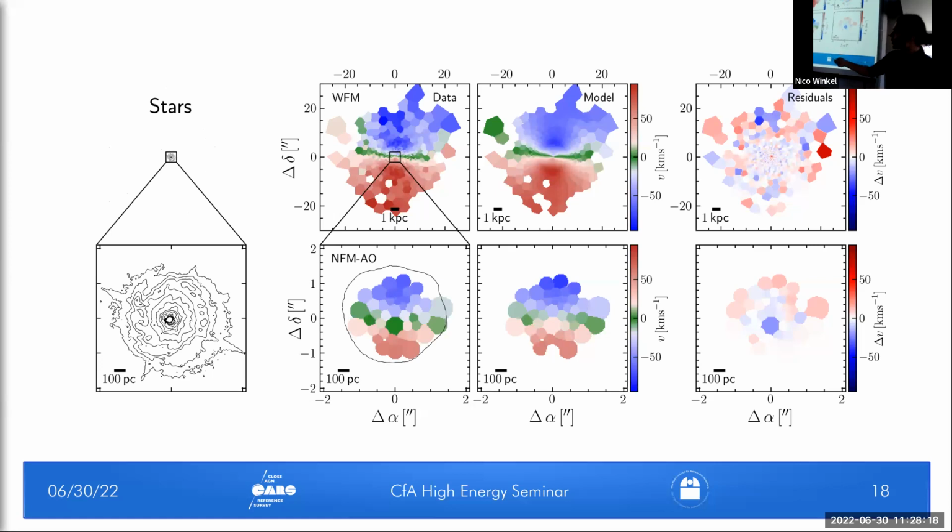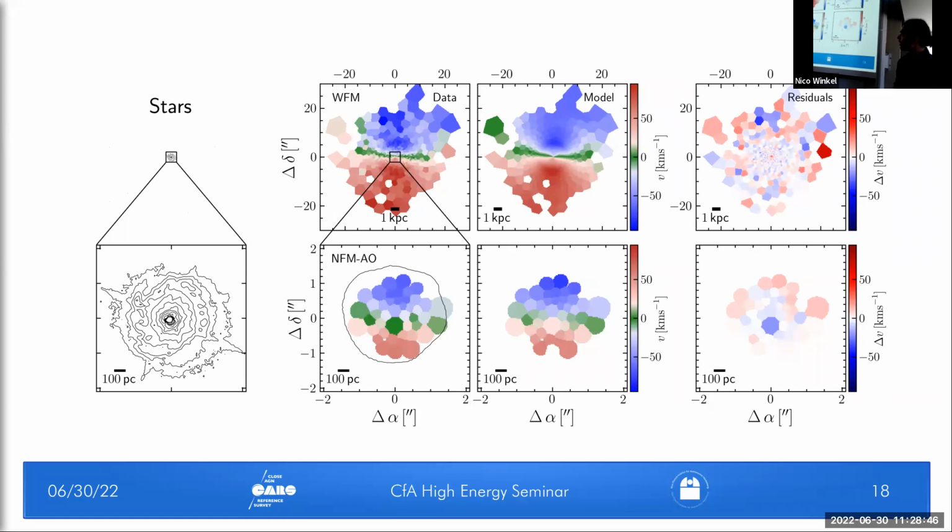Again, on the left-hand side, I show you the spatial scales with the HST contours. In the top row, you can see the wide field mode view covering the entire galaxy. And in the bottom, the narrow field mode view zooms into the central region. And in the second column, the velocity field that we measure from the stellar continuum emission is shown.